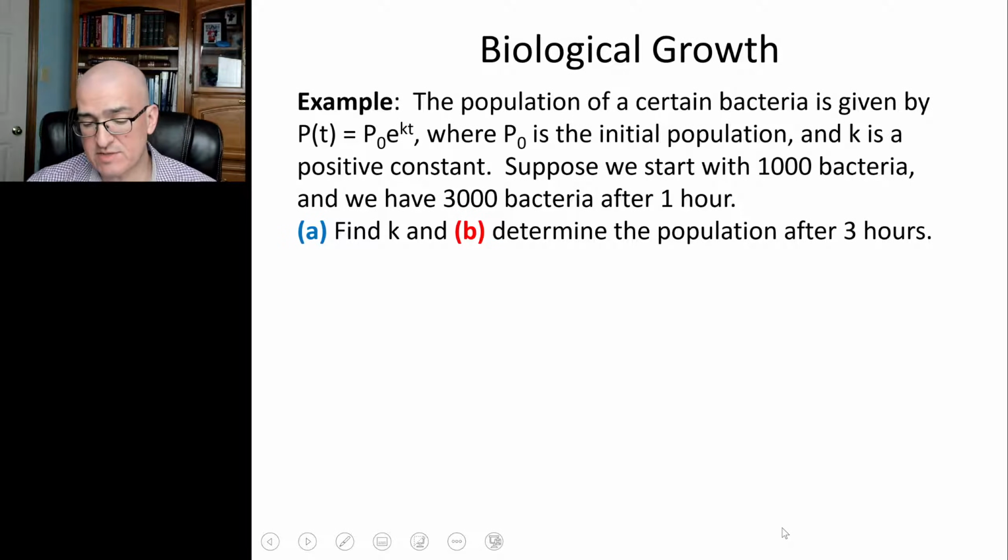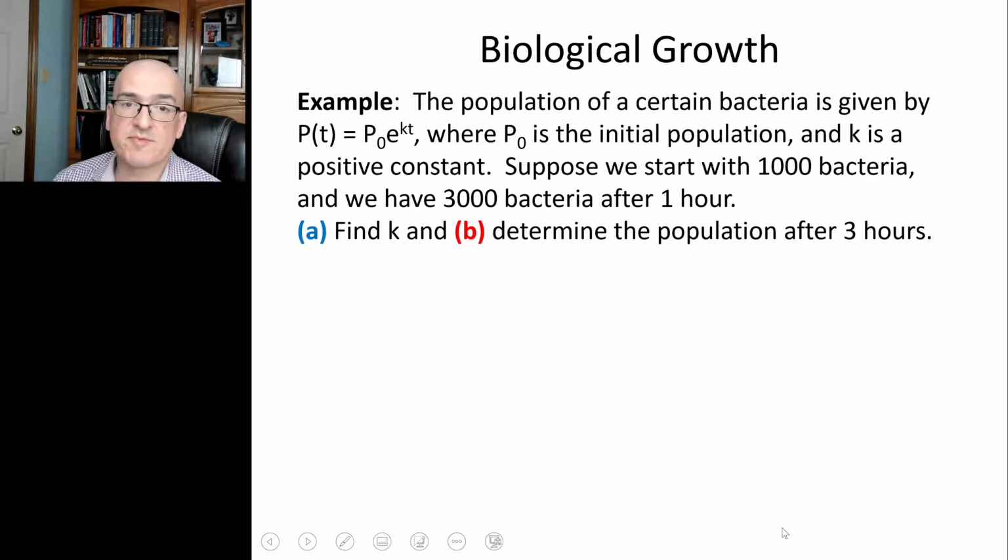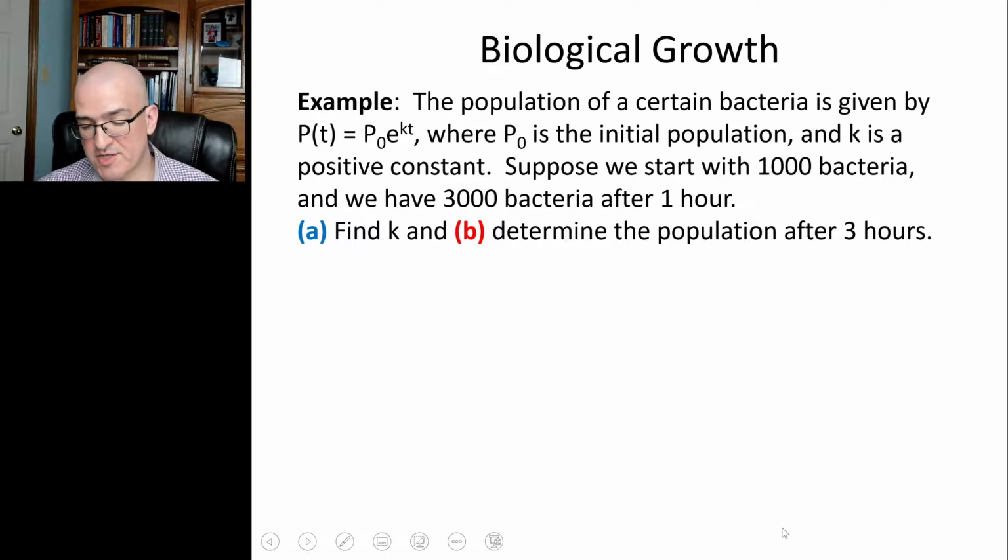dP/dt is equal to k times P. So the rate of change of the population is equal to a constant times the population. In other words, the rate of change of the population is proportional to the population. This population has some initial population, P sub 0, and we're told k is a positive constant. So the differential equation has been solved. This is the model that has come out. Now we're going to fit the model to our data.